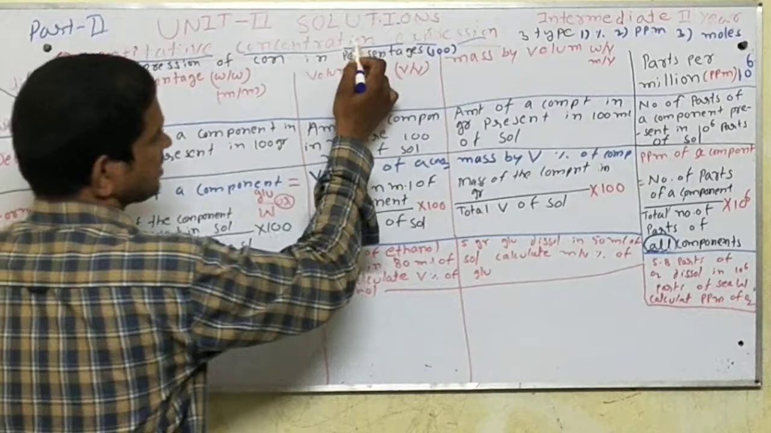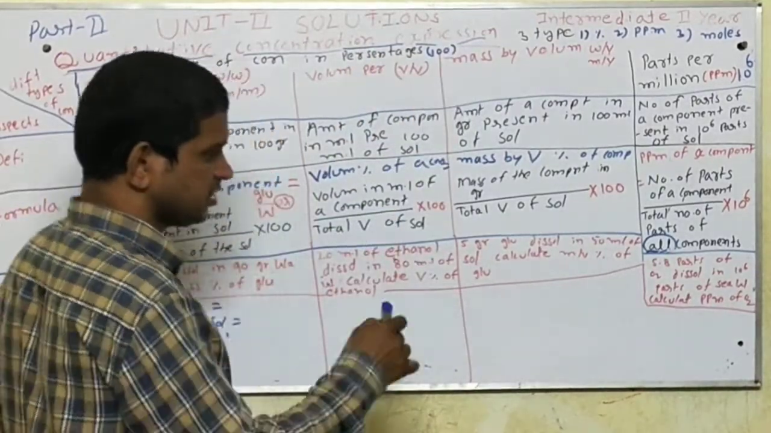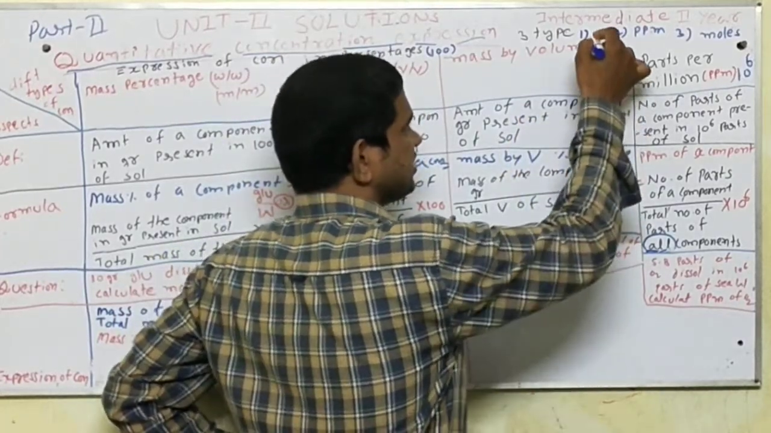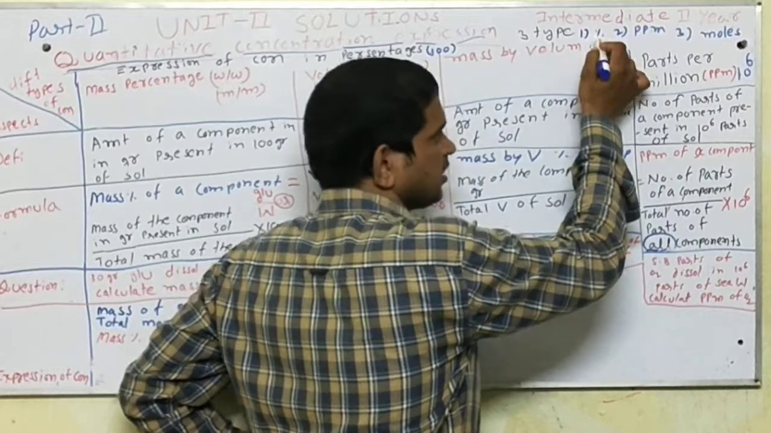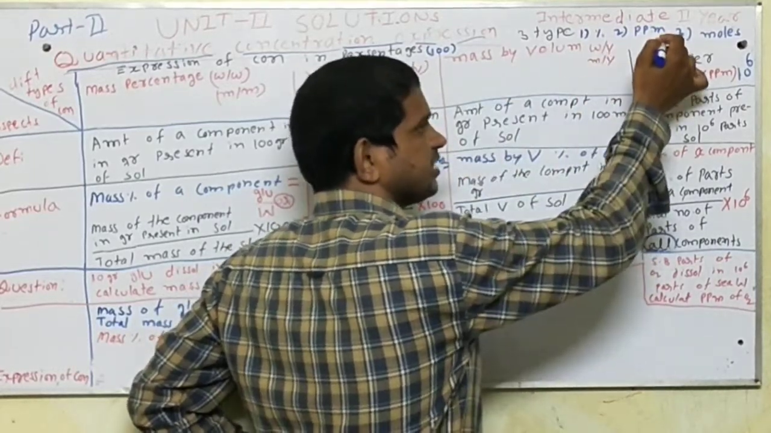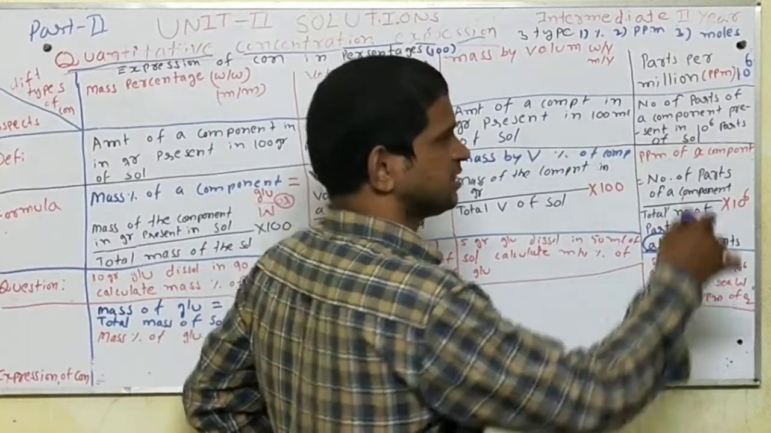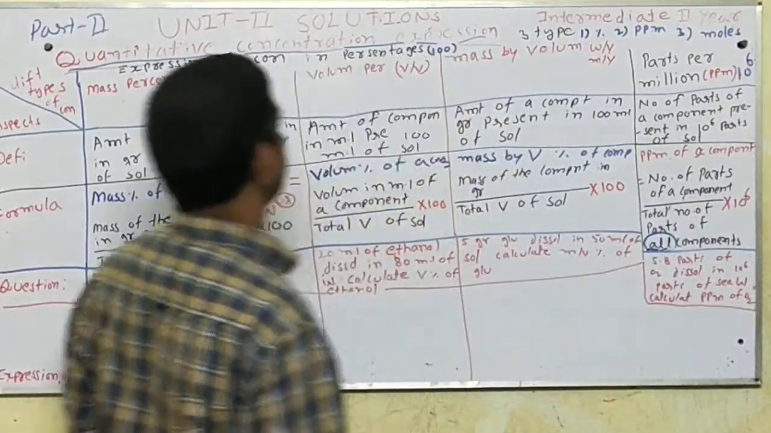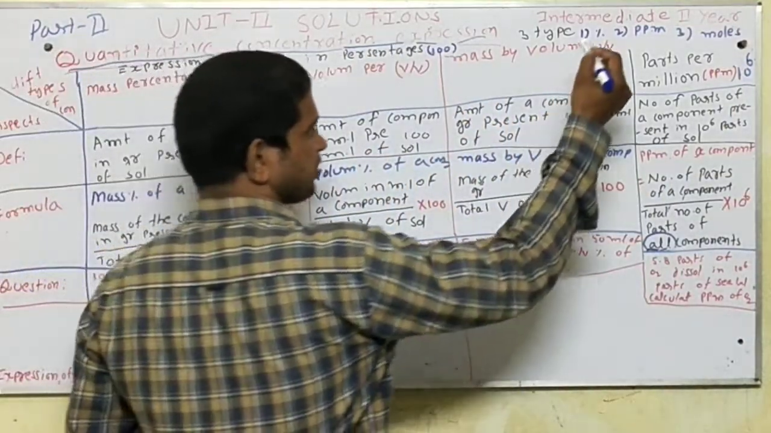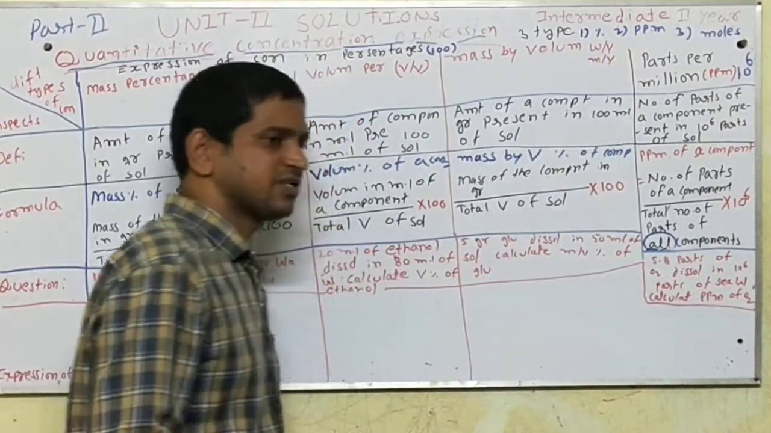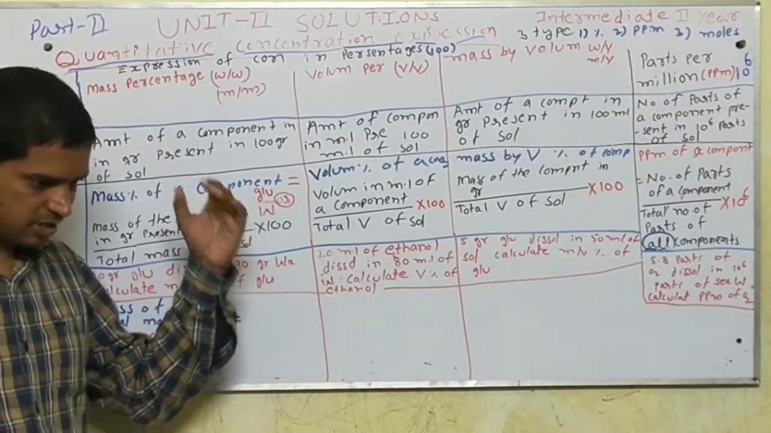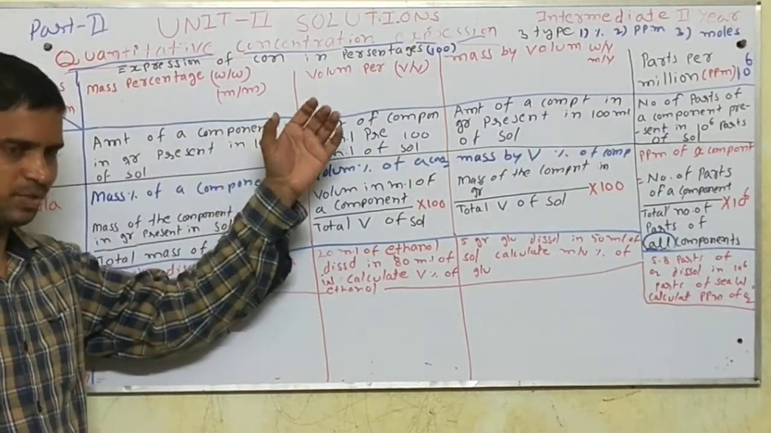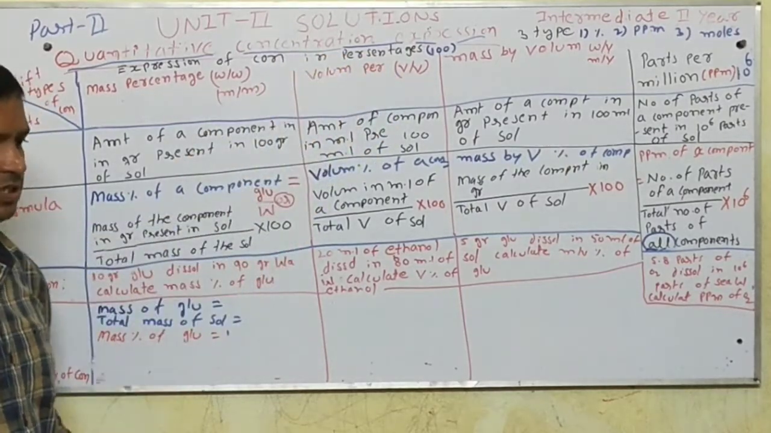Quantitative concentration expression. In this we have three types of expressions. The first type is concentration expressed in terms of percentages, second is concentration expressed in terms of parts per million, and third is concentration expressed in terms of moles. First we see expression of concentration in percentages. Percentage means the amount of a component present in each 100 parts.